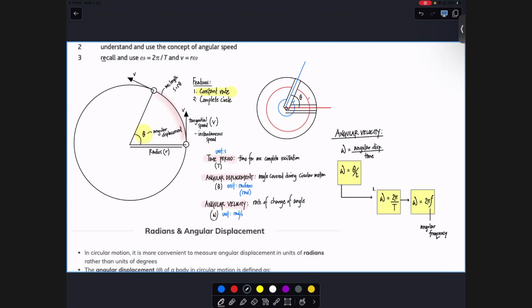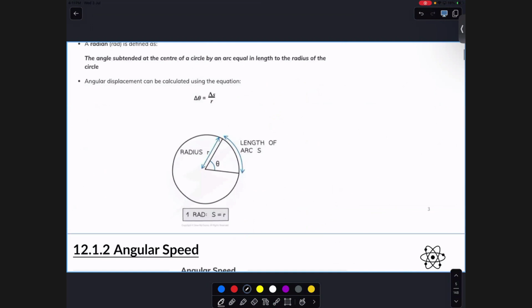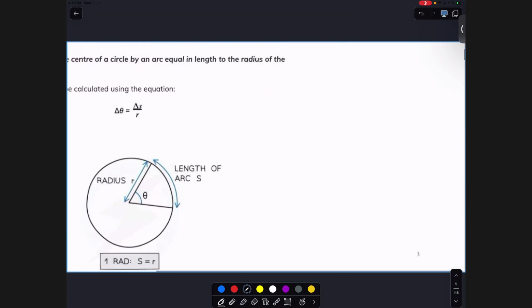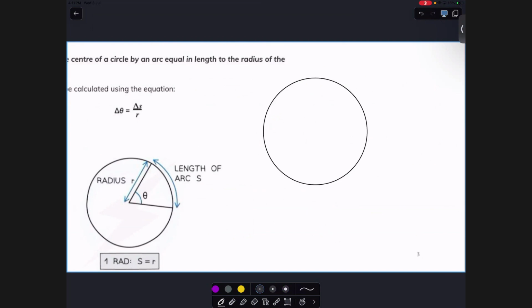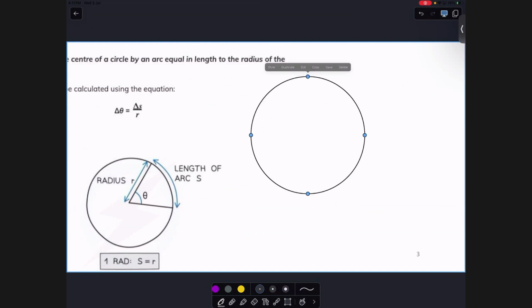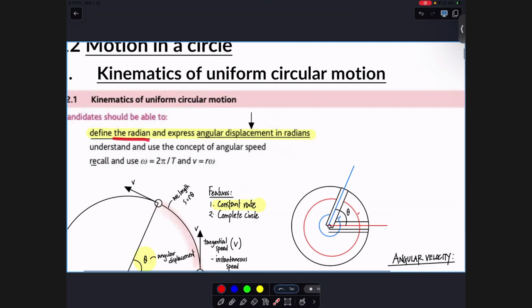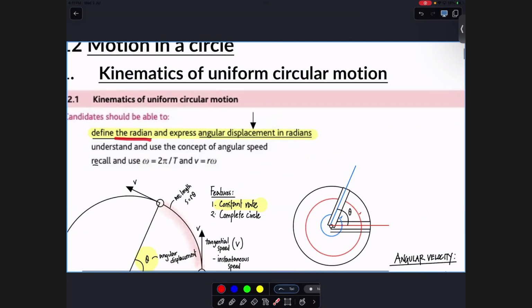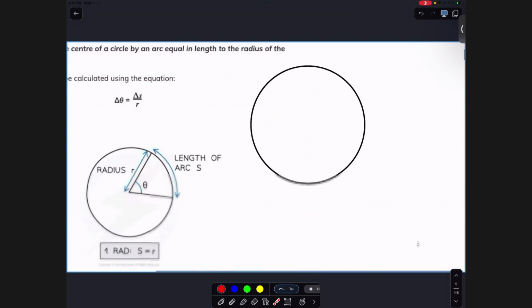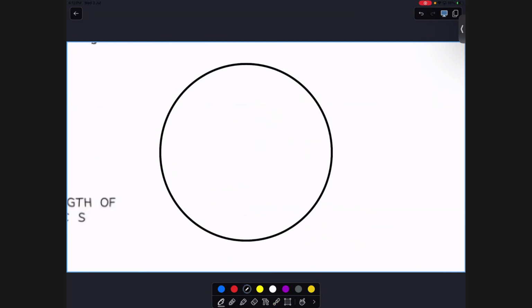Today we will start something new. First, a definition. I think I asked you last class, but we didn't write about it. What is the definition of a radian? It's a very strange requirement on the syllabus. If you see here, it says define the radian. So you need to know the description of a radian. I mentioned it last class. Does anyone remember what a radian was?